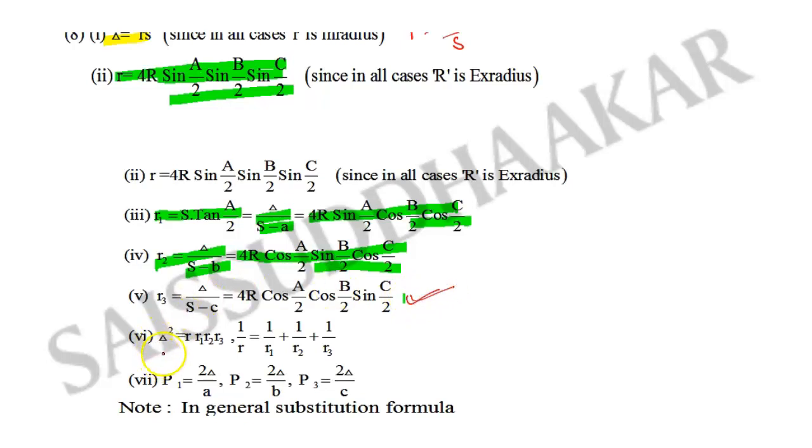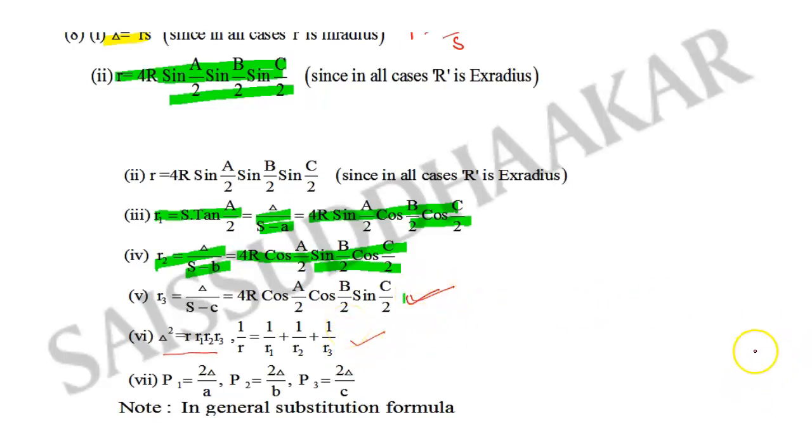And here, as a consequence of delta, again we have another formula: delta square is equal to r into r1 into r2 into r3. And here we have one more formula, which is 1 by r is equal to 1 by r1 plus 1 by r2 plus 1 by r3.